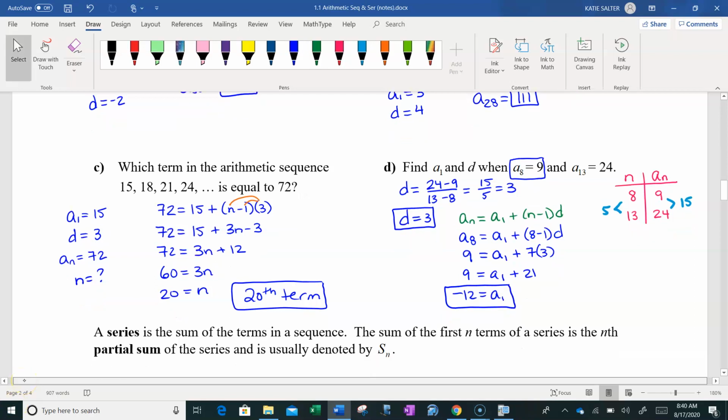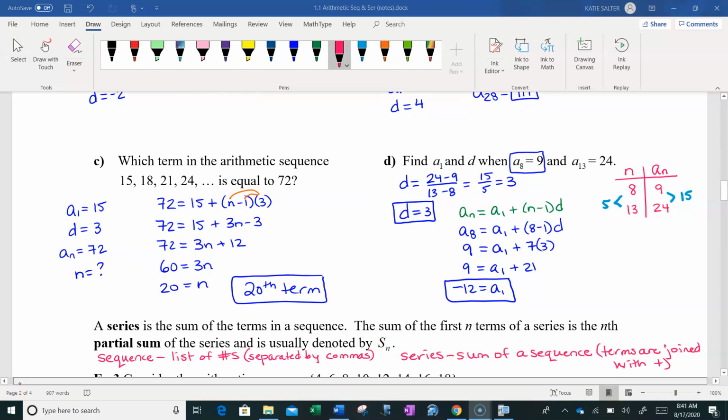All right, so now we're going to move from sequences to series. A series is the sum of the terms in a sequence. The sum of the first n terms of a series is the nth partial sum of the series and is usually denoted by S sub n. So, for example, if I wanted to find S sub 6, what that means is I want to find the sum of the first 6 terms of that sequence.